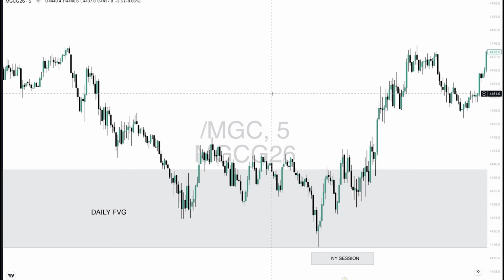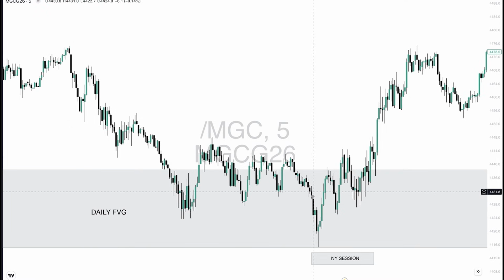All right, in this example, this is a gold example. By the way, guys, this doesn't just work in NQ, ES, and Dow. It works in gold, it works in Forex. And as we can see, during the New York session, we're seeing that clear manipulation. Price is trading within a high time frame level, which is that daily fair value gap, right?